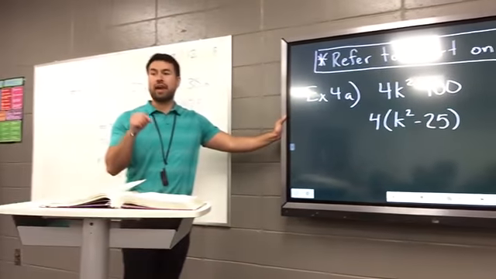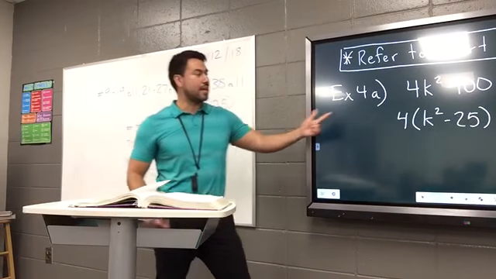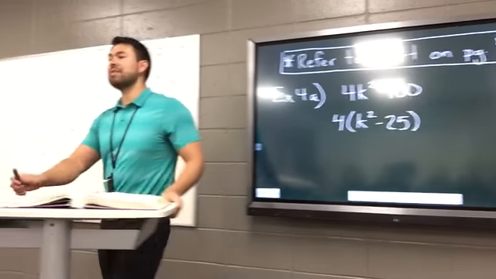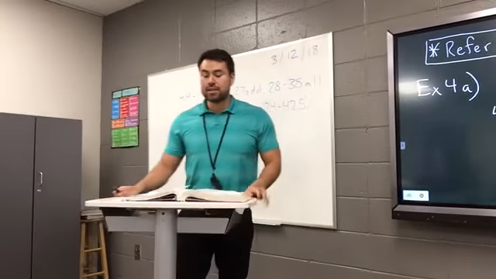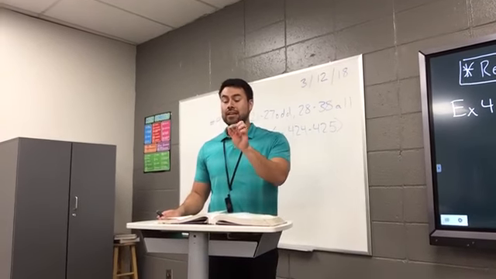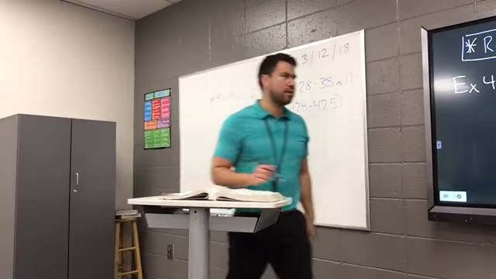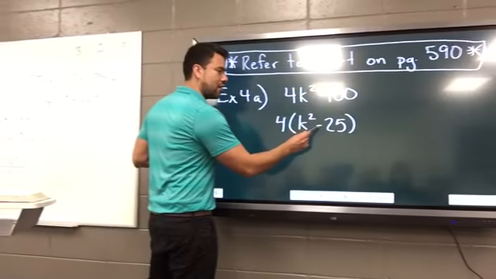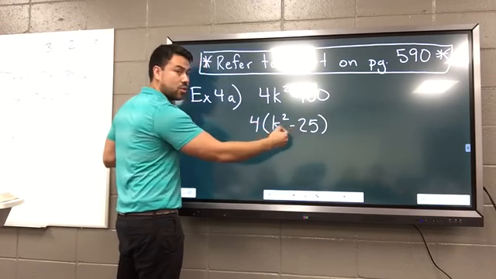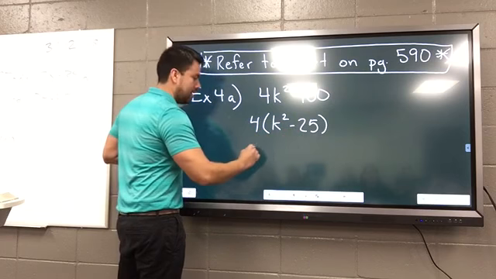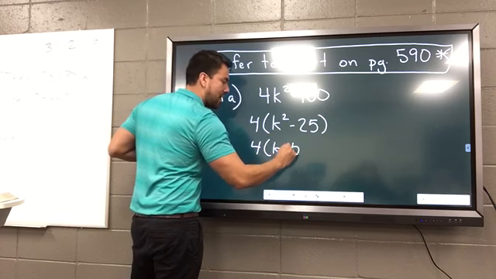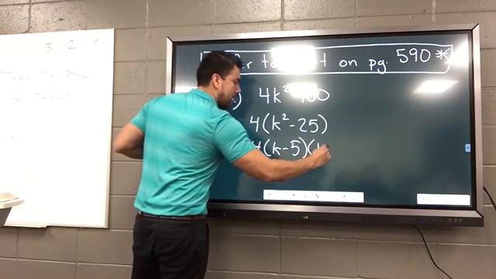Technically, has it been factored? Yes. It is a multiplication problem now. But is it factored completely? No. So what do I check for now? Is it a difference of squares? It is a difference. Are these two squares? Or really, are they perfect squares? Yes. I hope you guys remember you can factor into k minus 5 times k plus 5.